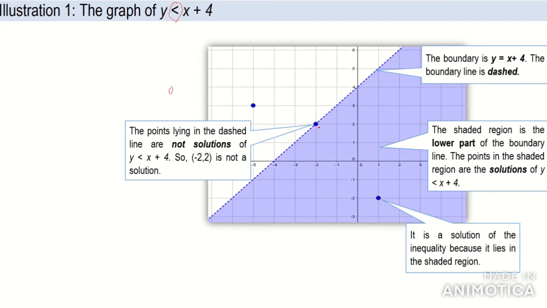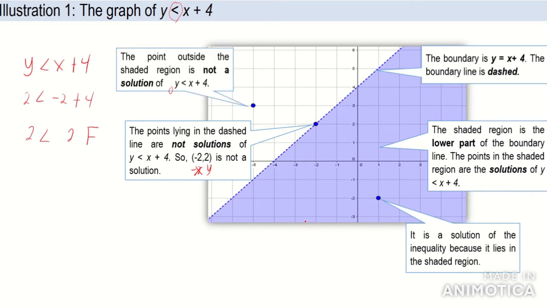Okay? We can verify it again by substituting the values in our inequality. So we have our y is 2, less than our x is -2. That is our x, -2 plus 4. 2 is less than 2, and that is a false statement. That is why the points lying on the dashed line are not solutions to the inequality. Same is true with this point that lies outside the shaded region.